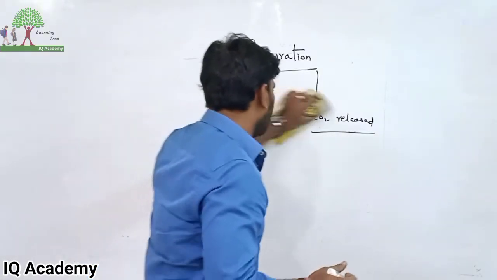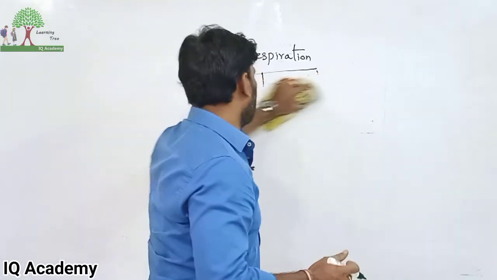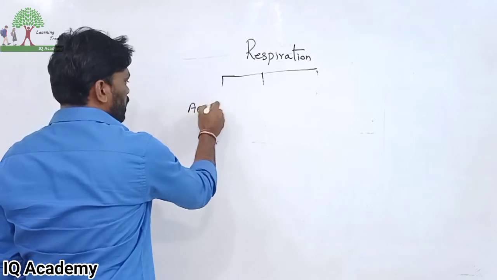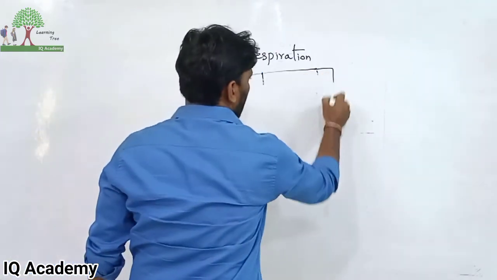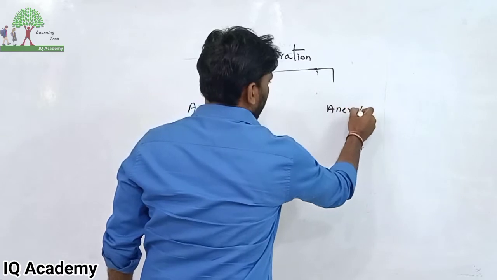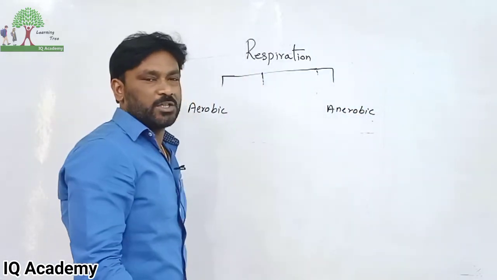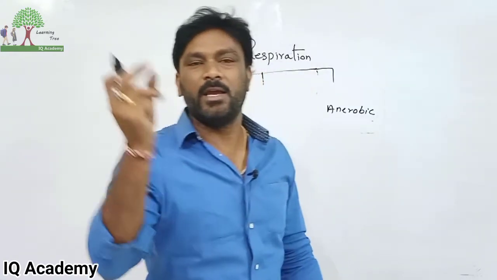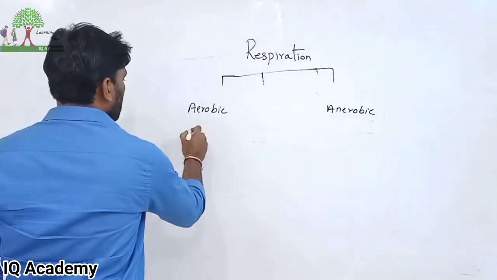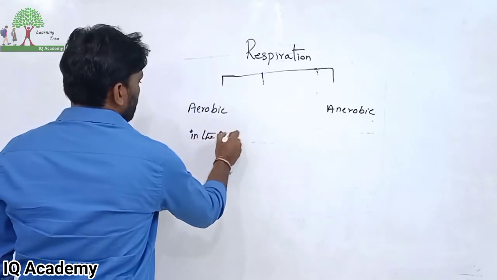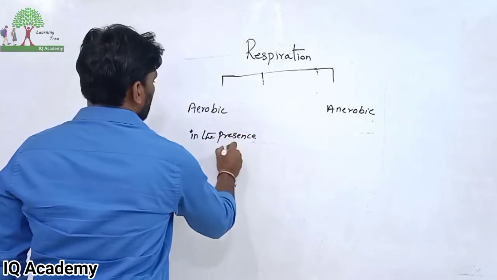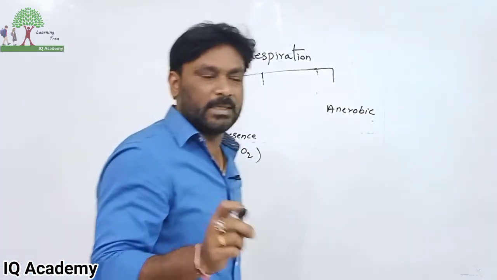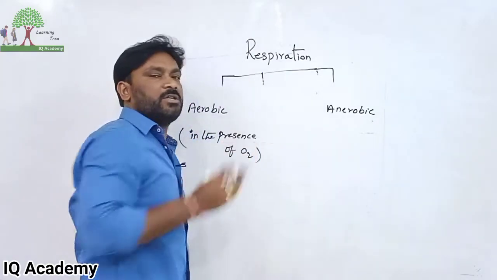Now today we will discuss the types of respiration. We have two types of respiration called aerobic and anaerobic. Aerobic respiration and anaerobic respiration. What is called aerobic? In the name itself we have aero, meaning air, in the presence of oxygen. If the respiration takes place in the presence of oxygen, it is called aerobic respiration.